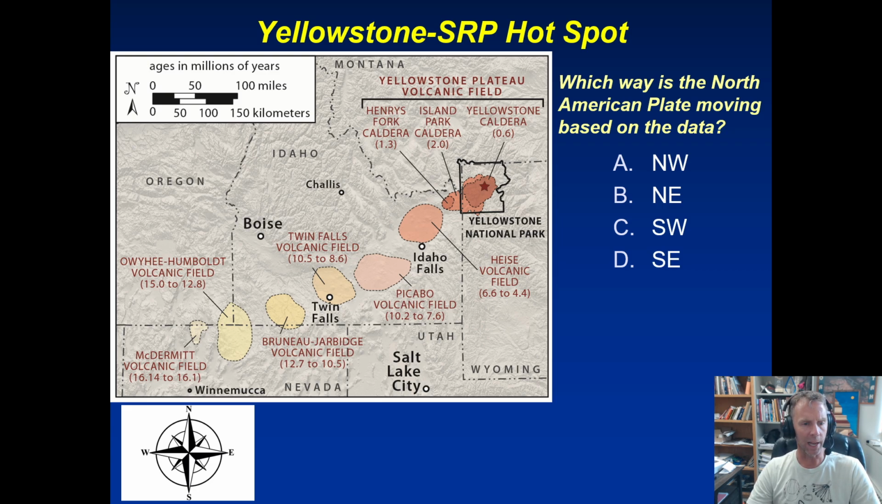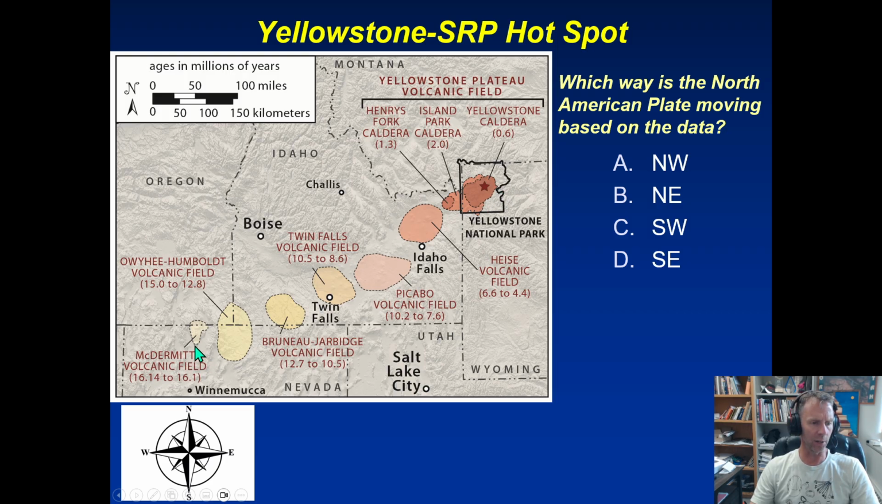Okay, so I've given you some time there. And now we'll go ahead and reveal the answer. So remember, in the classic hotspot model, the hotspot is fixed. It doesn't move. What is moving, of course, is the plate is moving over the top of it. And so what we have here is a progression of ages that gets younger towards Yellowstone and older as we move to the southwest.